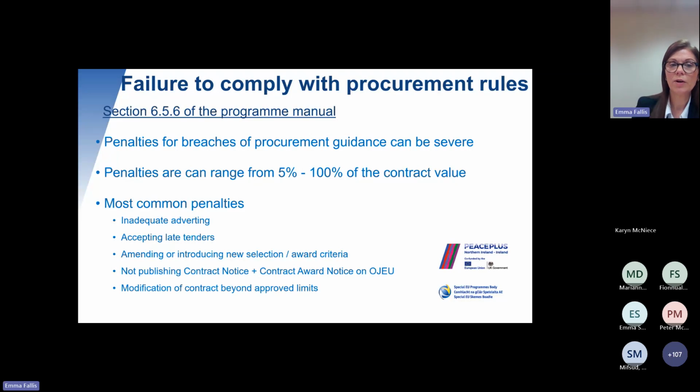Financial penalties then are given for breaches of procurement and guidance, and these can be severe. Penalties can range from 5% to 100% of the contract value, and the most common penalties relate to inadequate advertising, accepting late tenders, amending or introducing new selection or award criteria, not publishing contract notices or the contract award notice if your contract is above the EU threshold, and also modification of contracts beyond the approved limits.